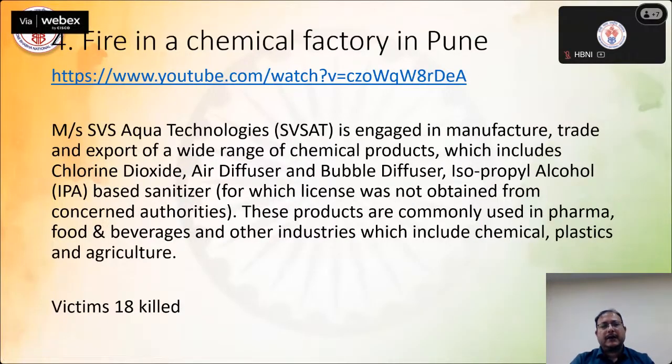Next case study is a fire in a chemical factory in Pune. The company name was Messrs. SVS Aqua Technologies, SVSAT. It is engaged in manufacture, trade, and export of a wide range of chemical products, which includes chlorine dioxide, air diffuser, bubble diffuser, isopropyl alcohol, IPA-based sanitizer. These products are commonly used in pharma, food and beverage, and other industries, which include chemical, plastics, and agriculture. So it's a big company, and it is doing well in the business.